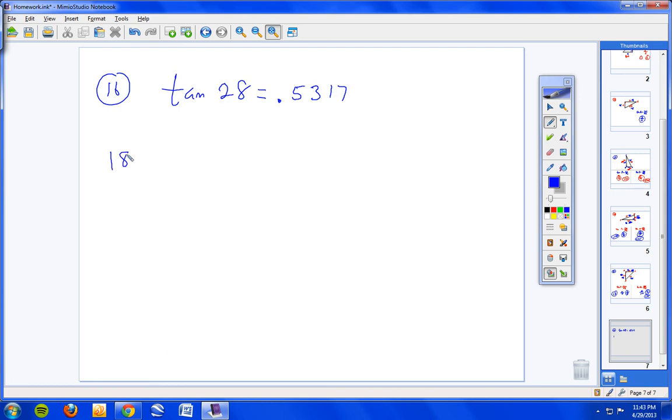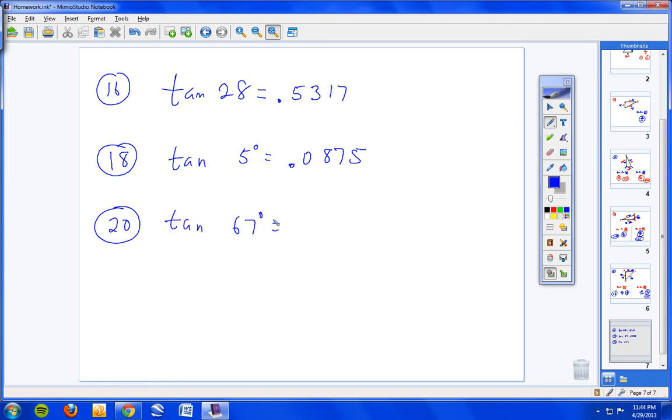You can look 17 up in the back of the book. Number 18 is tangent of 5 degrees. So we're going to hit tangent and then 5 degrees, enter, and you'll get 0.0875 if you're rounding to 4 places. All right, number 20 is the tangent of 67, I believe. Tangent of 67 degrees. And so let's take a look at that. Tangent of 67 would be 2.3559.